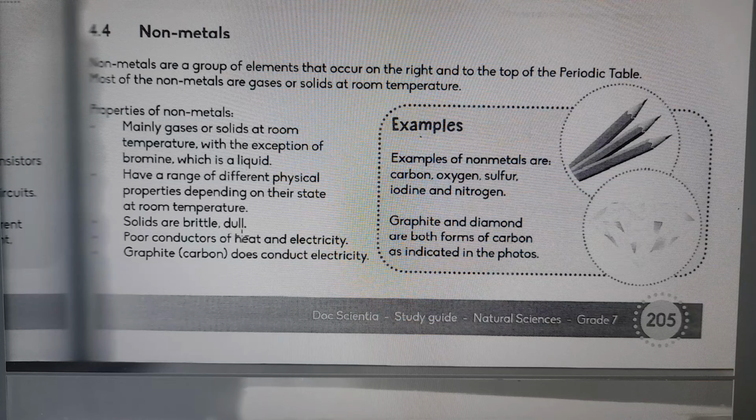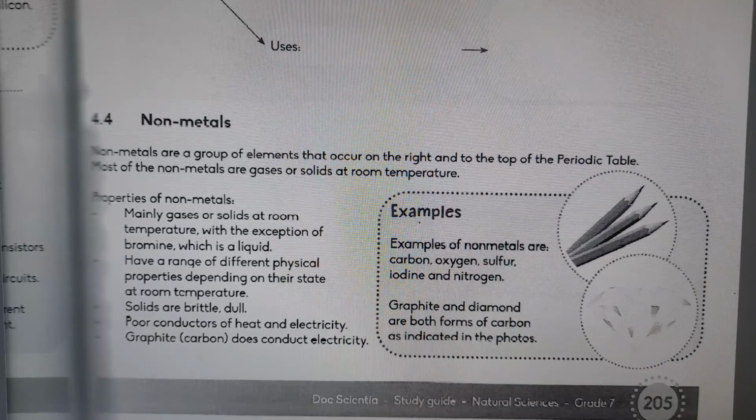Solids are brittle and dull, and they are poor conductors of heat and electricity. Graphite, which is carbon, does not conduct electricity. Examples of nonmetals are carbon, oxygen, sulfur, iodine, and nitrogen. Graphite and diamond are both forms of carbon as indicated in the photos. You will see this clearly in your textbook. This is a diamond and this is the graphite in the pencil.